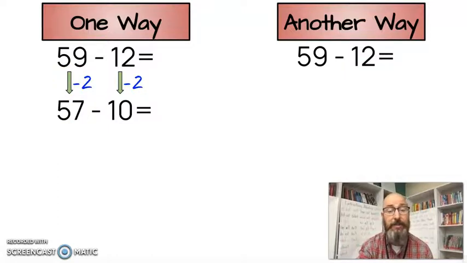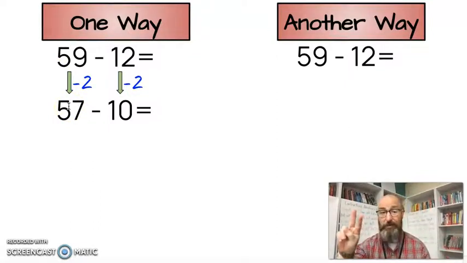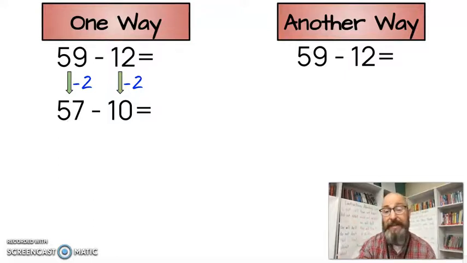So I'm going to subtract 2 from 59. And 59 minus 2 is 57. That's just counting backwards 2 times. We can do that either in our head or on our fingers. Fingers are fine to use. 58, 57. Just counting backwards. But now it's easy to subtract.